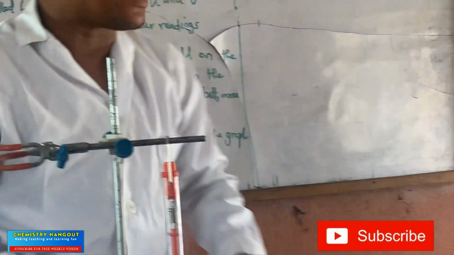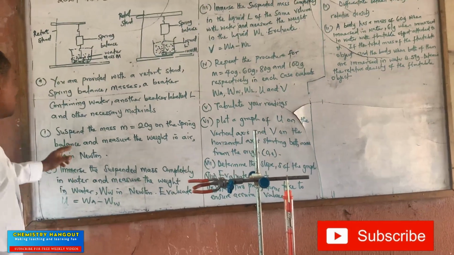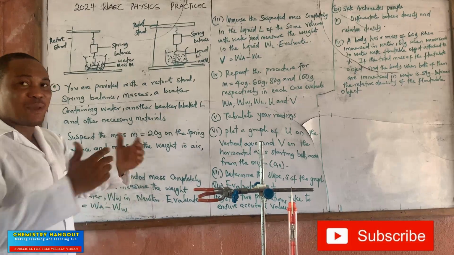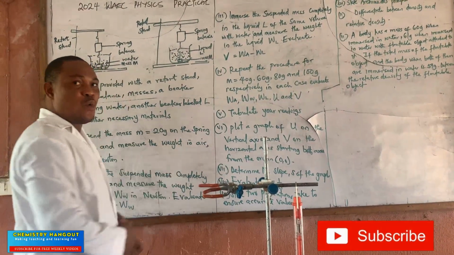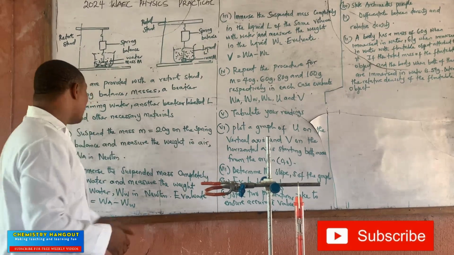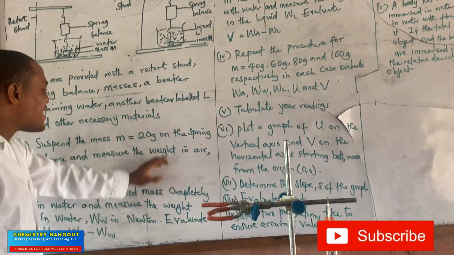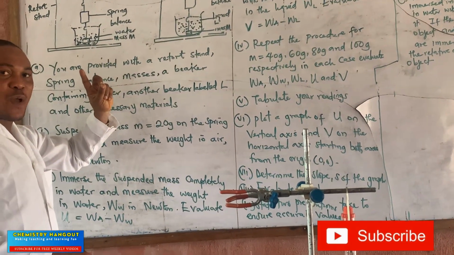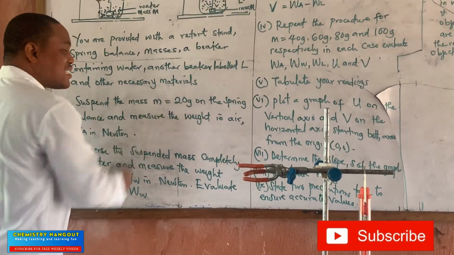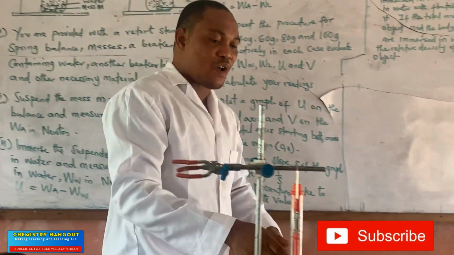Okay, very important. What did they ask us to do? They said suspend the mass, here 20 gram, on the spring balance and measure the weight in air. It can be 50, 100 or 150, but now we are using 20 gram. I hope you are getting that now. We want to measure the weight of the 20 gram mass in air, so that's where we are going to start from.